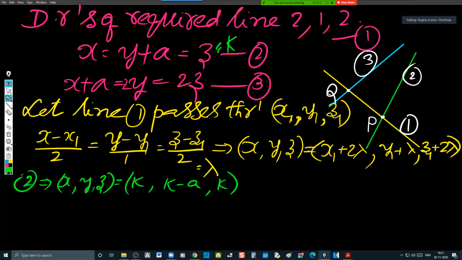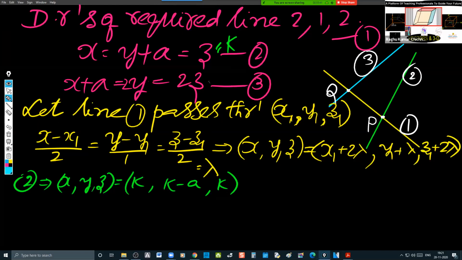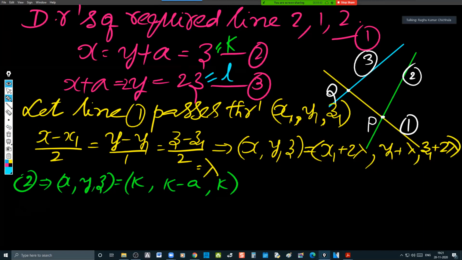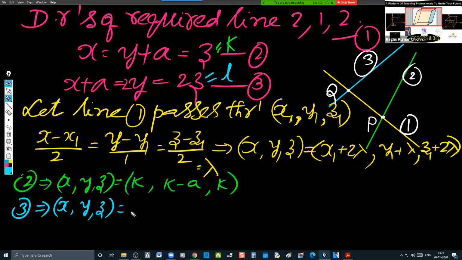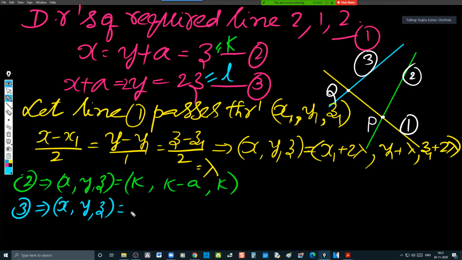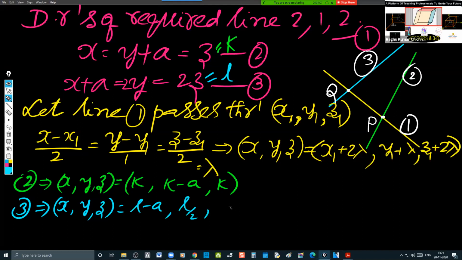Now line 3. Let us suppose this is something L, let me say. Then tell me similarly what is the general point for line 3? (L minus a, L, L by 2). Correct. That's right.